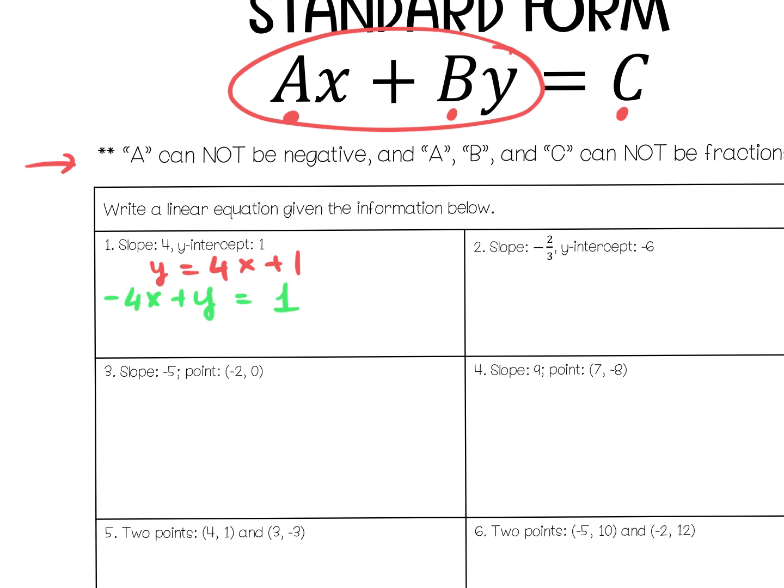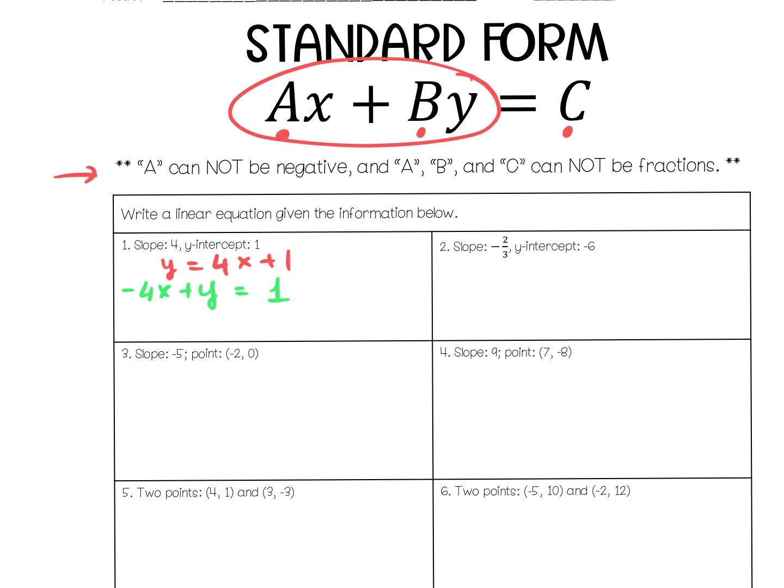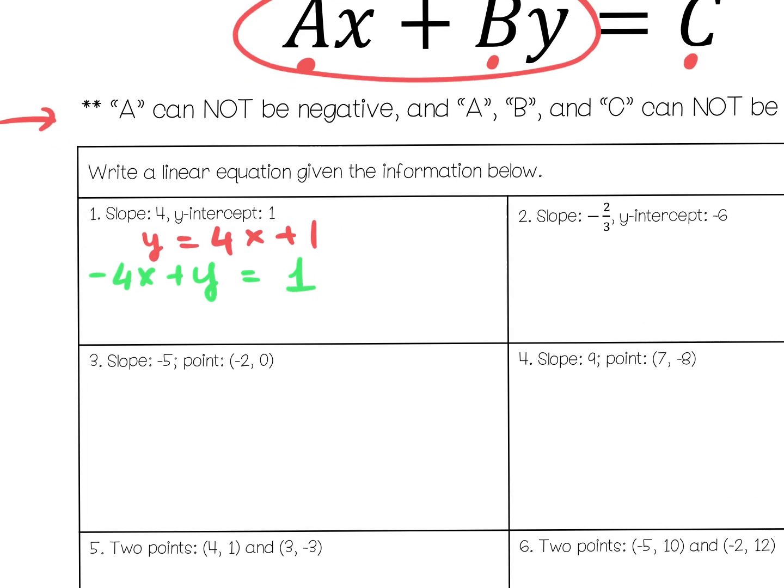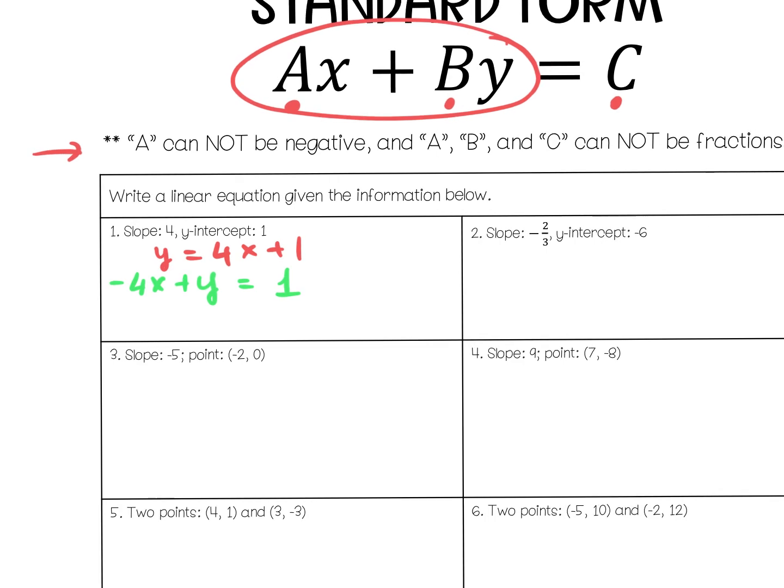Now, we're going to check the restriction. A cannot be negative, but now I see negative 4. Right? So if I don't want that negative there, to get rid of the negative, you're going to either multiply by negative 1 or divide by negative 1 for all terms. Okay, so make sure you do that for all terms. So we will have 4x minus y equal to negative 1. Okay, so that is your answer. And there's no fraction, so that is your standard form.